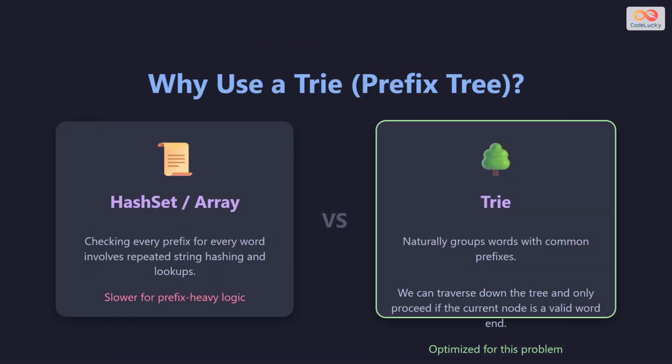You might think of using a hash set to check every prefix, but that can be slow. A better approach is using a trie, also known as a prefix tree. Tries naturally group words with common beginnings, allowing us to traverse character by character and efficiently check if a path consists entirely of valid words.